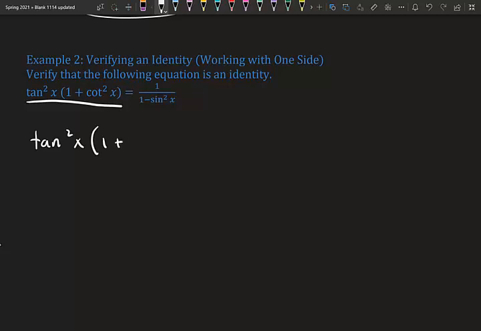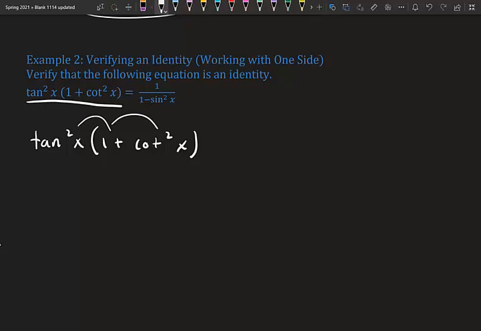Now, is it possible to work with the right side and get to the left side? Absolutely. It's just going to be a lot more difficult, so we're not going to do that. We're going to work with the left side. Okay, so we need it to equal 1 over 1 minus sine squared x. Right now, we don't have sine or cosine anywhere, so let's not switch anything. It's just tangent and cotangent. So what we usually do when we see parentheses, we distribute. So let's go ahead and distribute.